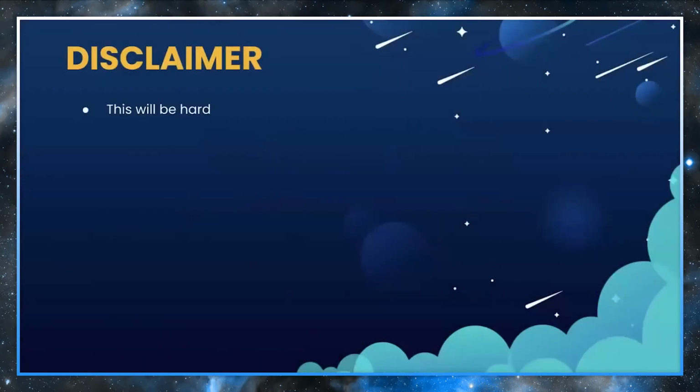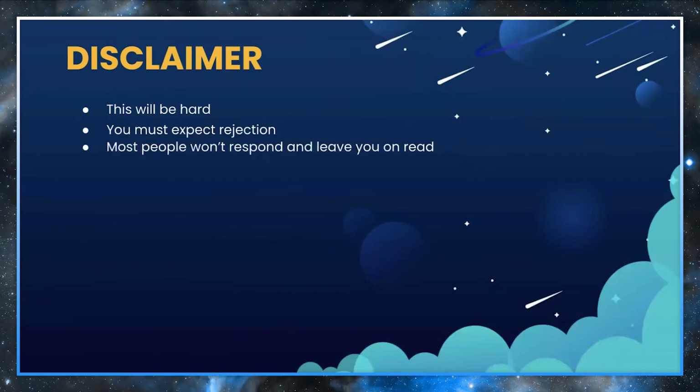All right, disclaimer. This will be hard, okay? I know it seems kind of easy. You just download a spreadsheet, use these tools, send a bunch of emails. Wow, I'm going to be rich. I'm going to get 1 million clients. But you must expect rejection. A lot of people will reject you. None of it is personal. Most people won't respond and will just leave you unread. That is to be expected. If you send 100 messages and you get 2 or 3 meetings out of it, that's pretty good. That just shows you the volume that's necessary to even book anything.